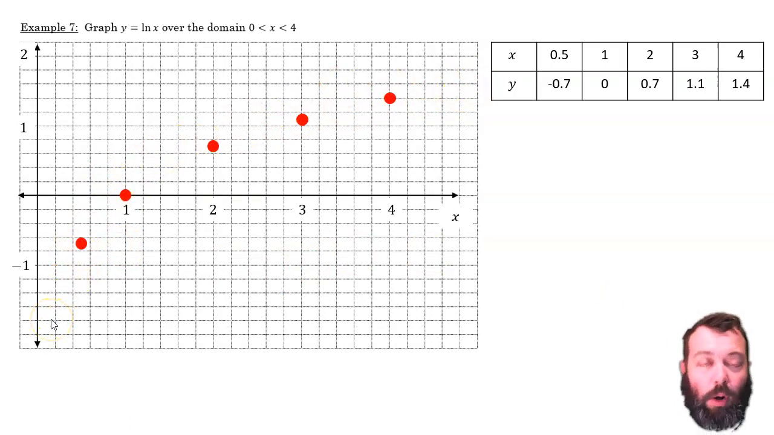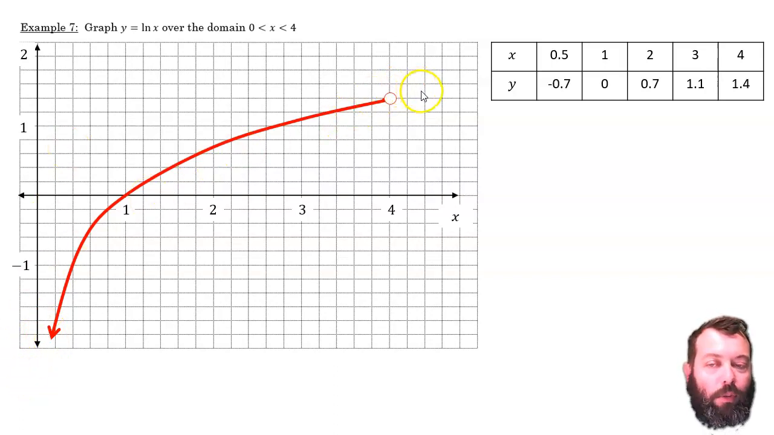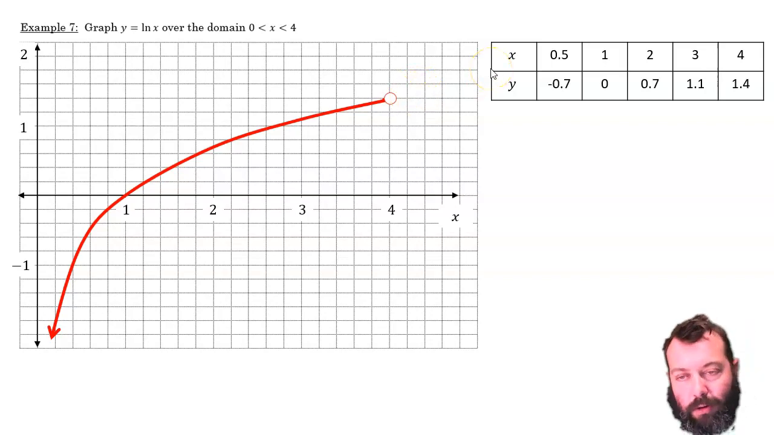If I'd been a bit more proactive and had drawn the graph of y equals e to the x on here, we'd see that what we've got is a reflection in the line y equals x. Okay, that's what happens with inverse graphs. So now I run a nice smooth curve through there, and what I find is I have a vertical asymptote that is the y-axis. And it continues to increase off to the right, albeit slowly.